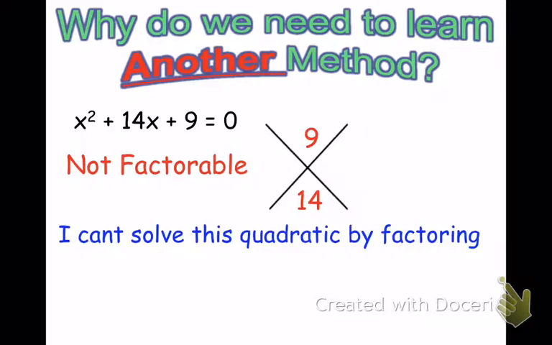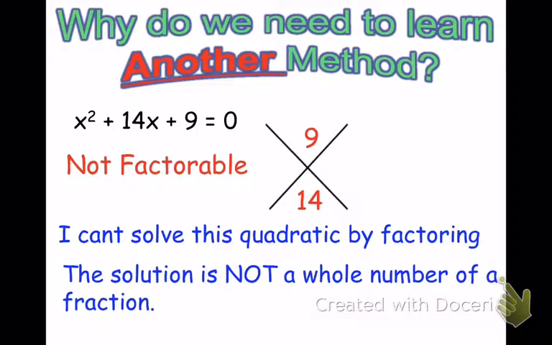So since I cannot solve this quadratic by factoring, the solution is not a whole number. That's what it comes down to. So the answer is not like a 7 or a 3 or -5. And it's also not a fraction like 2 over 3 or 5 over 7. The answer is actually some kind of crazy decimal number that we call an irrational number. So it's a number that cannot be written as a fraction or as a whole number. So it's something like square root of 9, square root of 7 or the square root of 13. If you were to type those into your calculator, you'd get some ongoing decimal. So you're never going to guess those answers, therefore it's not factorable. So we have to have a second method to solve quadratics because factoring doesn't always work.